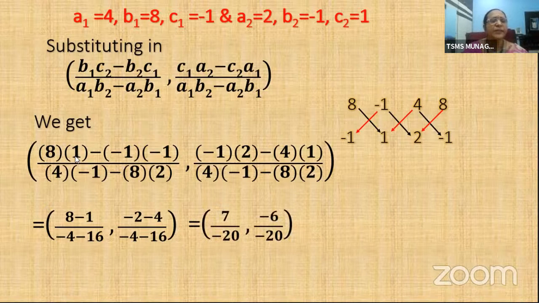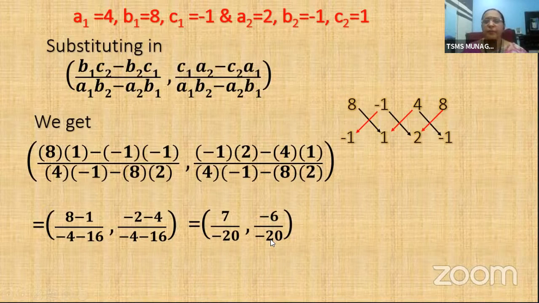Now on simplification, as you can see, 8 ones are 8. Minus of minus 1 into minus 1 gives us minus 1. And the denominator is minus 4 minus 16. Similarly here, this is minus 2 minus 4 by minus 4 minus 16. Now here 8 minus 1 is 7. Minus 4 minus 16 becomes minus 20. Here minus 2 minus 4 becomes minus 6. And minus 4 minus 16 becomes minus 20.